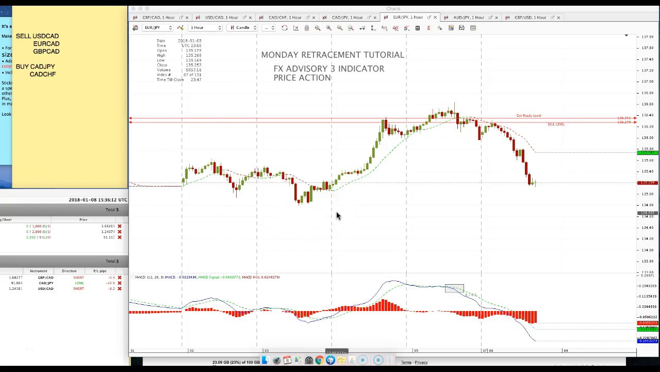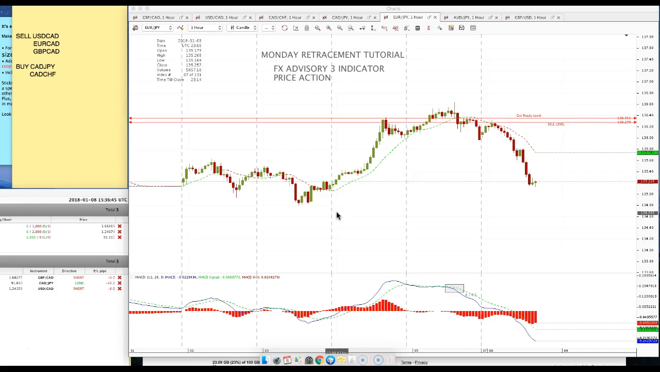I normally like to do at least a tutorial on Monday retracement once because traders tend to forget the strategy, and it's such a great strategy to be able to trade Monday retracements. But of course, you need to qualify the trade and find those currency pairs that do qualify. So I'm using an FX Advisory Indicator, 3 price action, the 14 moving average line, and MACD.